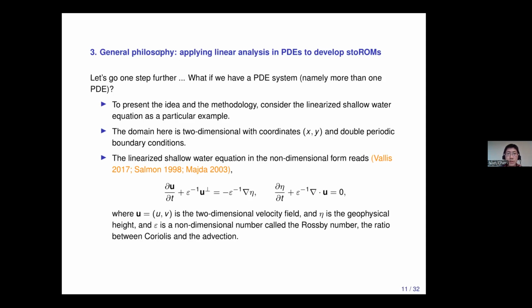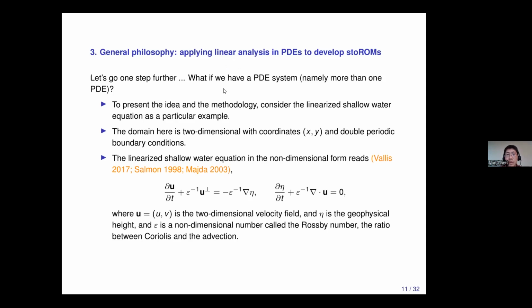So I want to introduce this general philosophy. Let's try to go one step further. What if we have a PDE system, meaning that we have more than one PDE? Of course, you can say we model each PDE equation by one stochastic model. But the thing is, different PDE components, like the velocity field in the horizontal direction and vertical direction, are coupled.